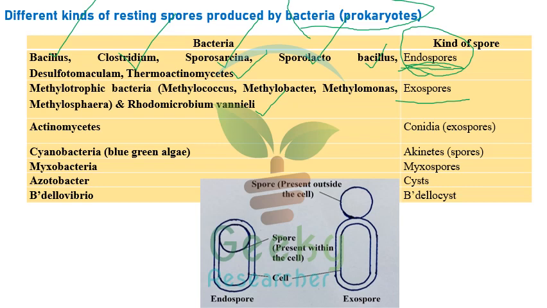We can see here endospore. Actually the endospore is produced inside the bacteria. Inside means endo. If it is outside, it's called ecto or exo, right? So endospore means the spore which is produced inside the bacteria.